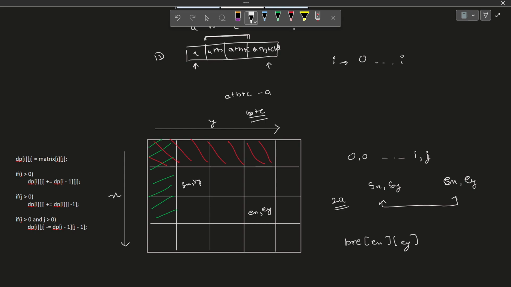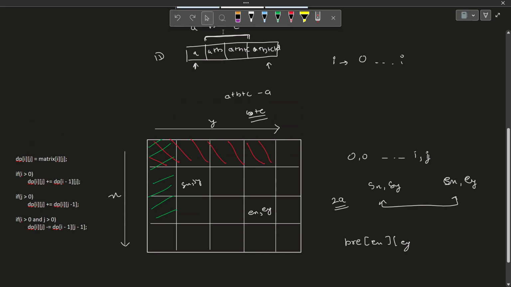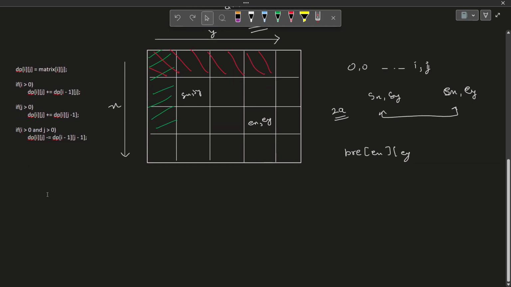So how do I remove it? I will take two things. The first thing is dp of, let me just write it properly. So I have taken current answer as dp of end x and end y. Now I'm going to take two things. If start x is greater than 0, that means what I can do is current minus equals dp of sx minus 1 and end y.